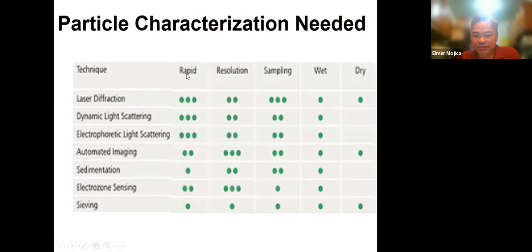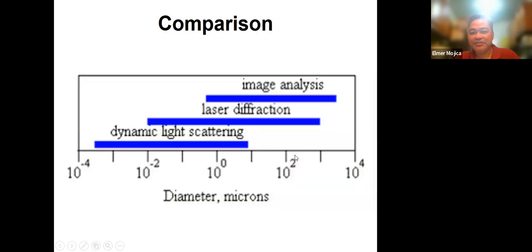Now, in terms of rapid, we could say the laser diffraction and dynamic light scattering are both rapid. Sedimentation is too slow. For resolution, the best is automated imaging and electrical sensing. For sampling, the laser diffraction is better. And for wet or dry samples, you could see laser diffraction is more practical compared to DLS. Now, my request to you is to look at the video that you have there, because what I have here is just a summary of what they do.